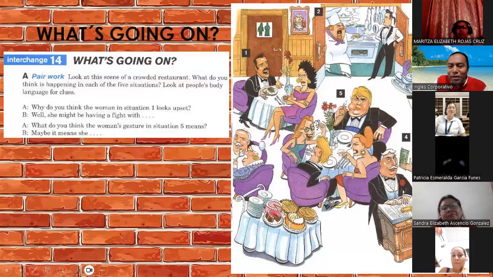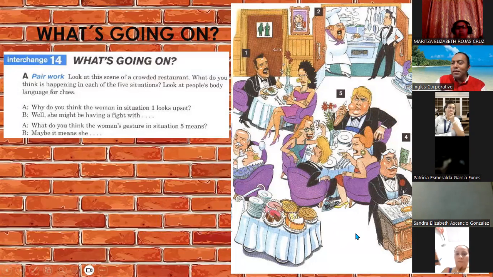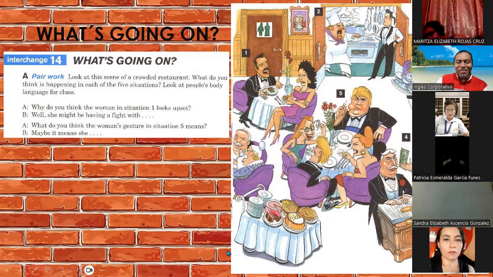Okay, now what about the number five? What physical gestures can you see? So what do you think is the situation? What is happening in the number five? Maybe Geraldine can help us? Number five, this is the number five. It's okay. He's wrinkling his nose. Uh-huh, okay. Her nose. Maybe Mr. Fat is eating a lot. I think. Okay, thank you, Geraldine.